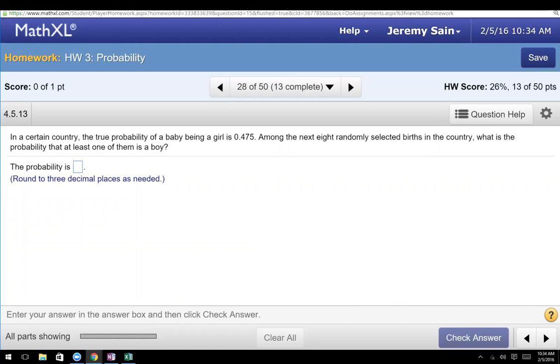All right. So the probability of being a girl in one country is 0.475. Among the next 8 selected births, what's the probability at least one of them is a boy? So doing this the direct way, we want to say, okay, there's 8 selected births. What's the probability of at least one in that group? Right? So let me tell you how you should not do this first.